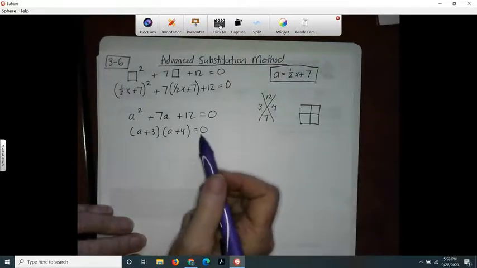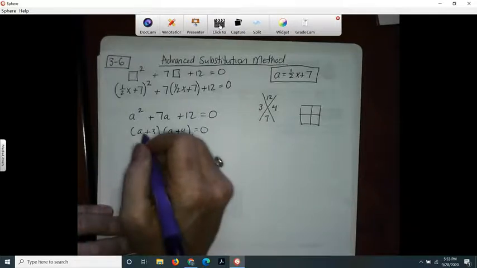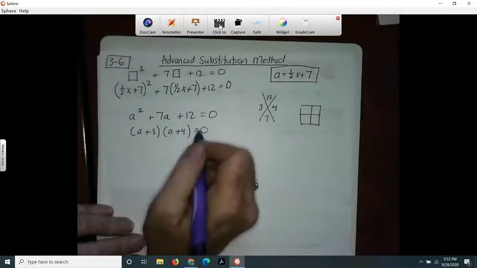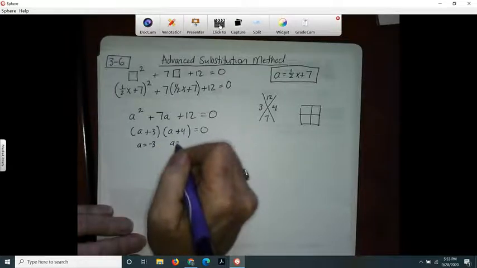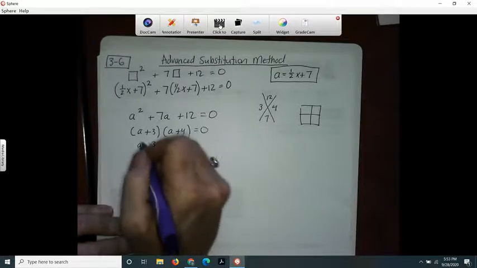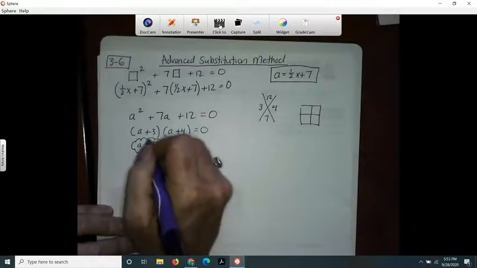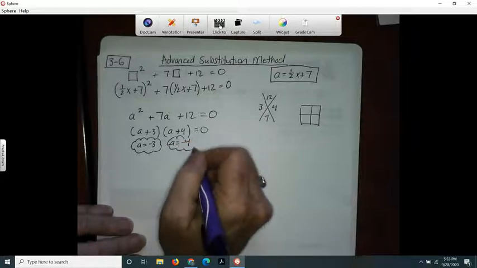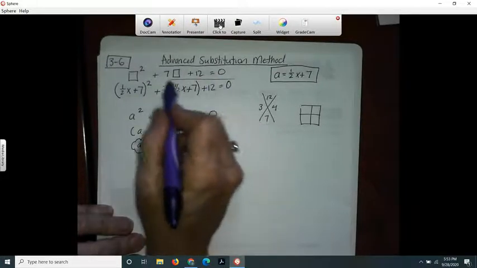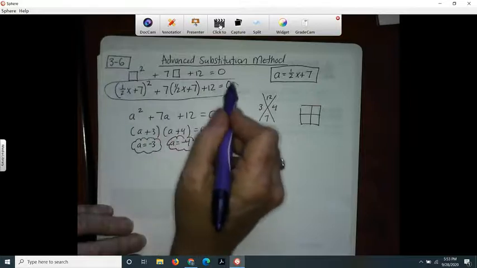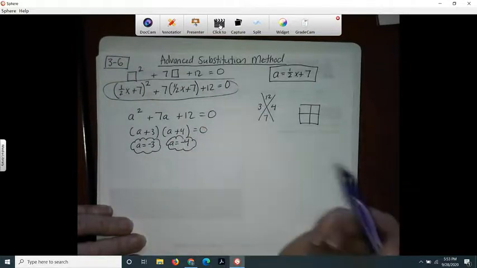And then zero product property, this one's going to end up being A plus 3 equals 0, so A equals negative 3. This one's going to give me A equals negative 4. I'll put those in little bubbles. Now, those aren't the answers to the original. This is the original equation right here. Those aren't the answers to this.